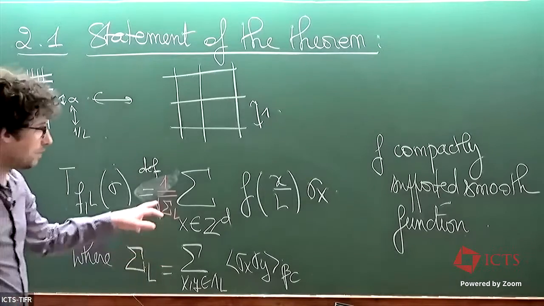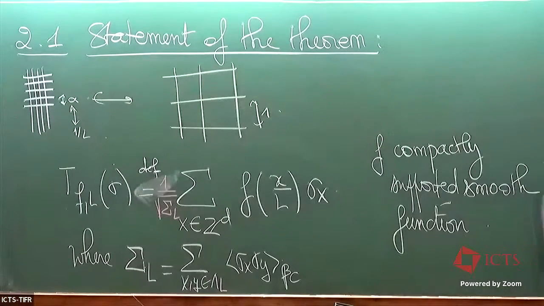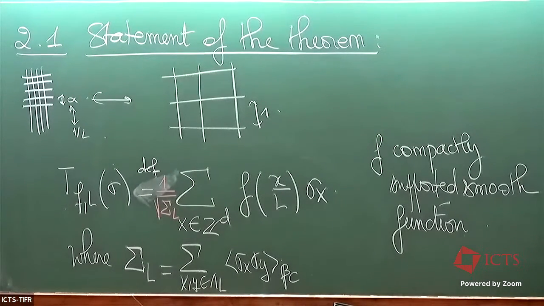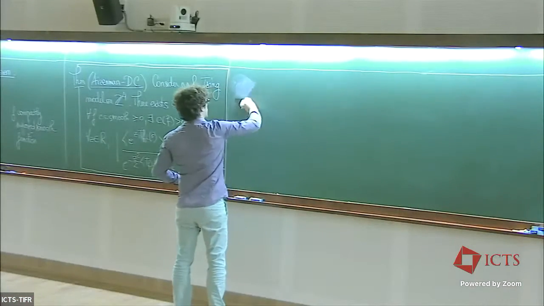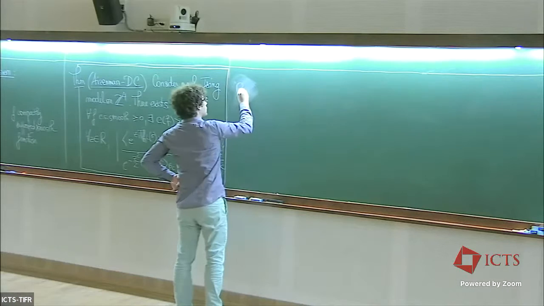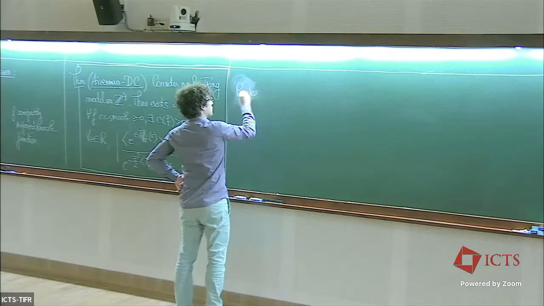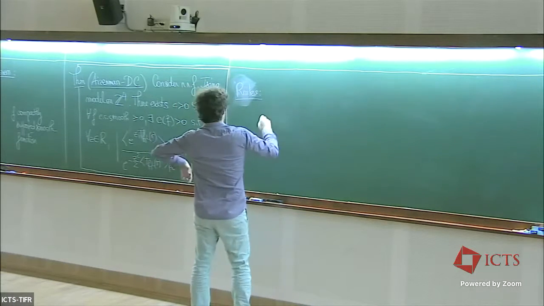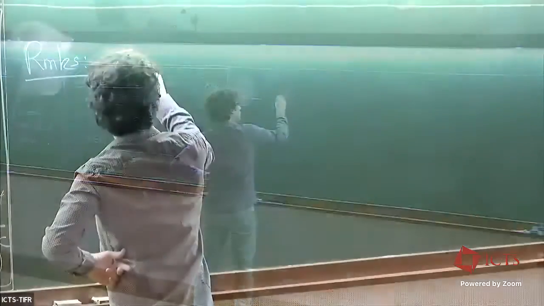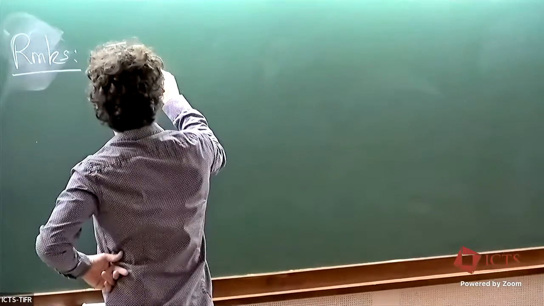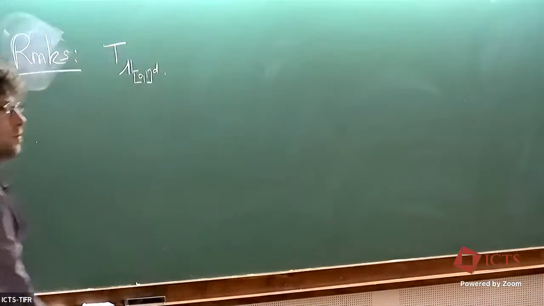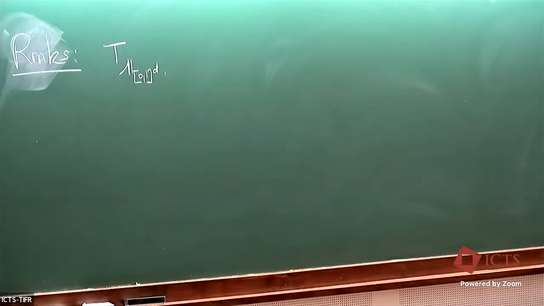Why do I do that? Because you see here, I'm going to make a bunch of remarks. So let's mention a few remarks. The first remark is that T, the indicator function of [0,1]^d, L.